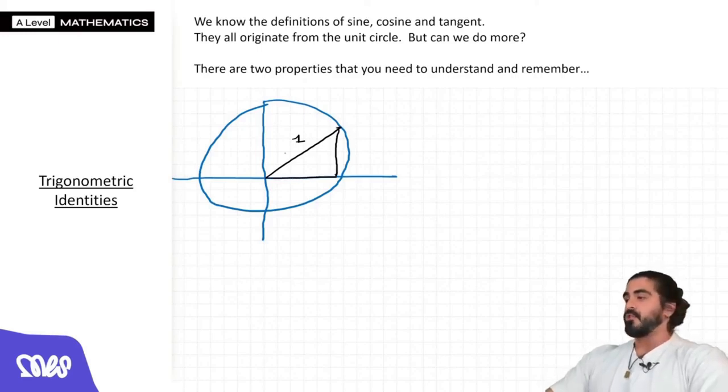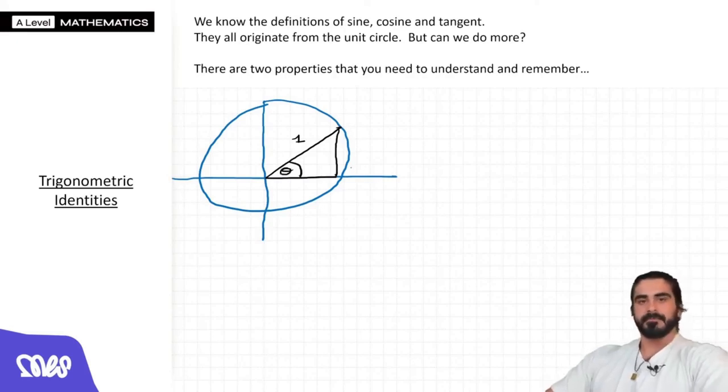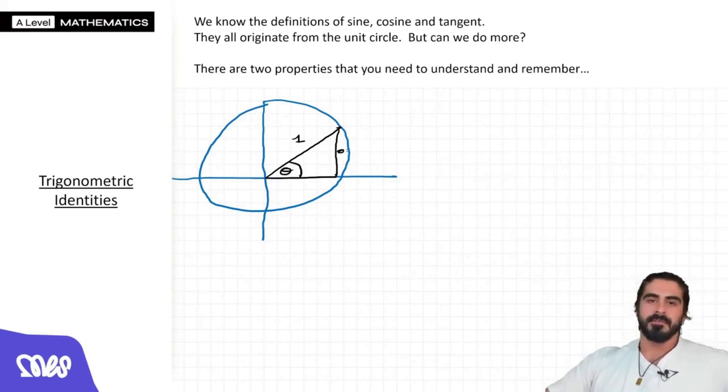Now, I obviously drew this in a random place, right? So I'm going to put theta here. Now, what I need to find is this opposite side, and I need to work out this adjacent side in terms of 1 and theta. Now, like I said, you all know what the definitions of sine and cosine are, right? So we know the hypotenuse here.